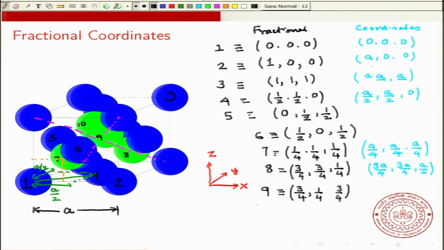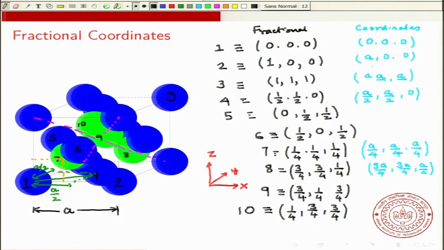And finally, you can again see atom number 10. Now atom number 10 is closer to the yz plane. So its x coordinate is 1 by 4, y coordinate is 3 by 4, so it is closer to the back face of the cube, and its z coordinate is also 3 by 4. So these are the fractional coordinates of the atoms in the diamond lattice. You can easily label all the other atoms. I won't bother doing that.